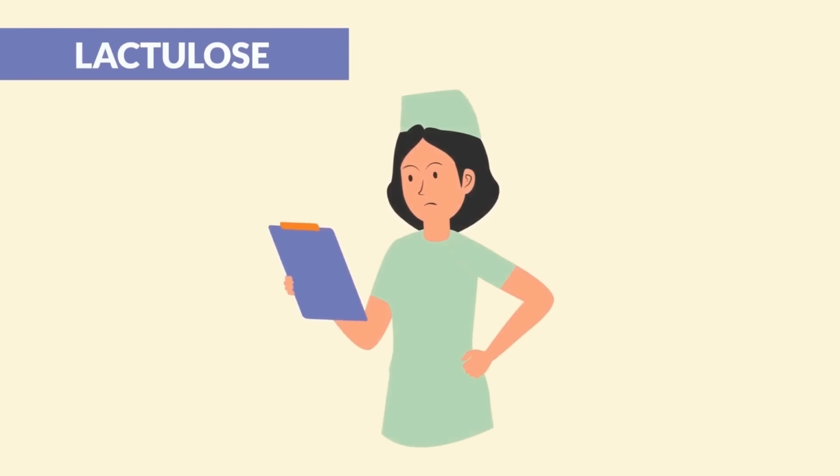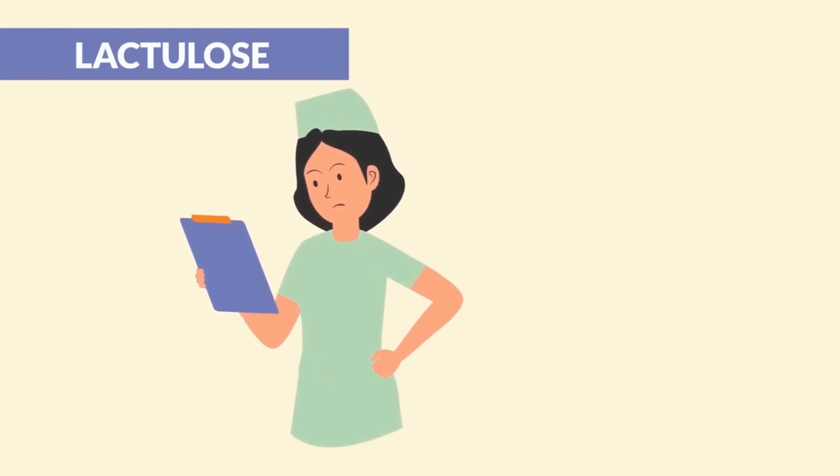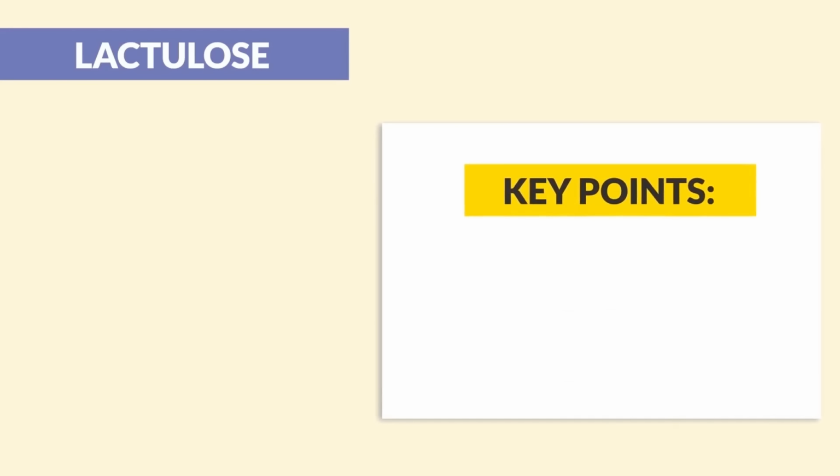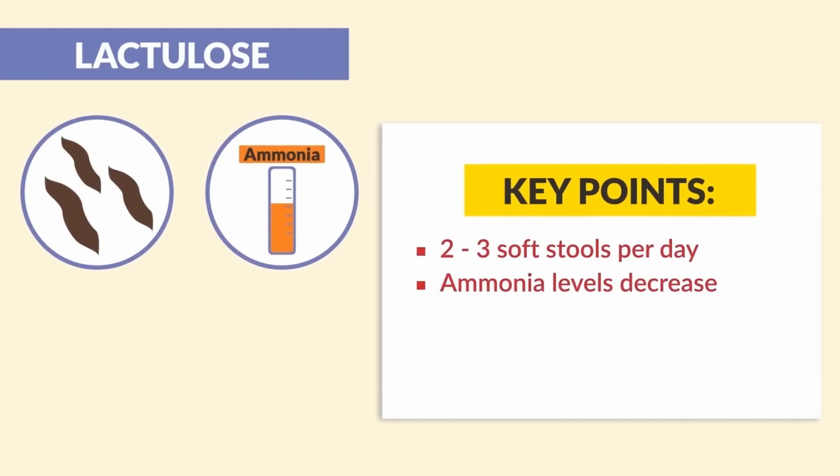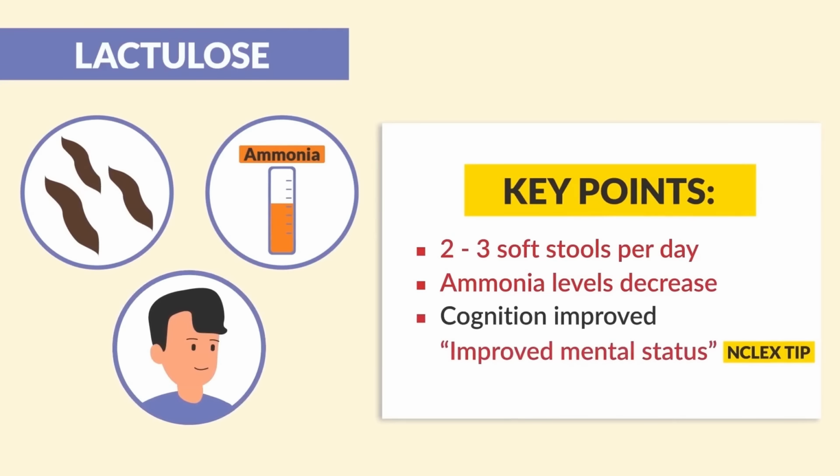Now, how does a nurse evaluate the effectiveness? Guys, write down these key points here. Number 1, 2 to 3 soft stools per day. Number 2, ammonia levels are decreasing, but here is the key term. Write this down. Cognition must be improving. So we must have improved mental status.